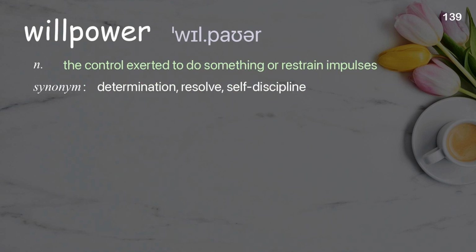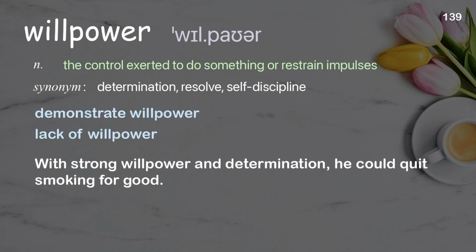Willpower. The control exerted to do something or restrain impulses. Examples: demonstrate willpower, lack of willpower. With strong willpower and determination, he could quit smoking for good.